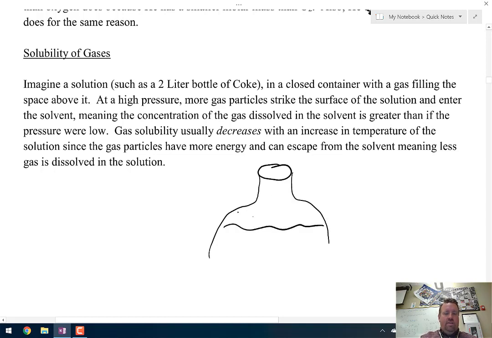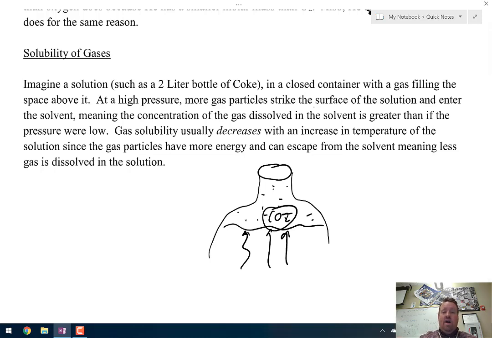Well, clearly we've got some empty space here where you've got some gas particles. Now, the gas particles could be air from before they closed the lid. It could be that some of this carbonation, some of that CO2, comes up into that area. And we know that at a high pressure, there's more gas particles that strike the surface of the solution and enter the solvent. Okay, when the pressure is high, that's what happens.